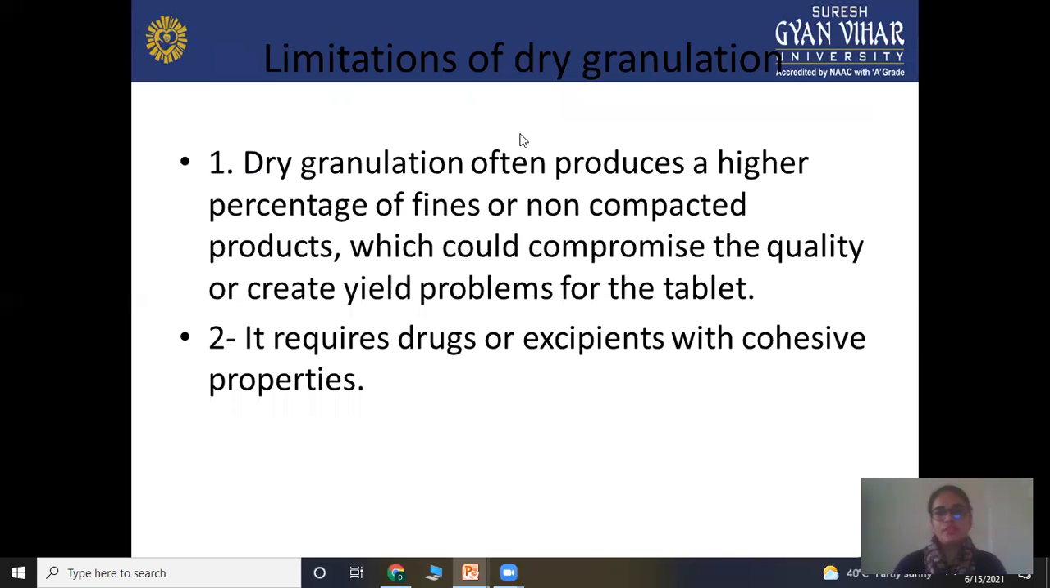Next is the limitation of dry granulation. In dry granulation, it often produces a higher percentage of fines or non-compacted product, which could compromise the quality of the tablet. And it requires drug or excipient with cohesive property. These are the limitations of dry granulation.